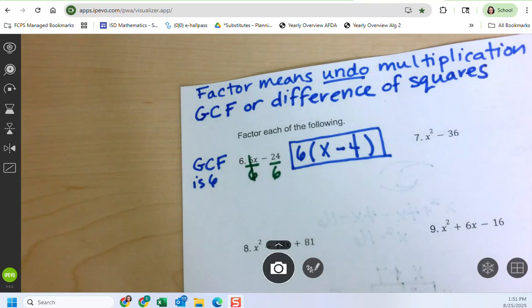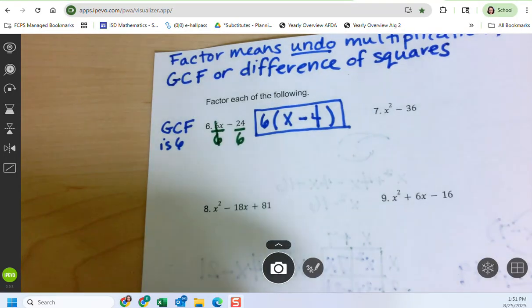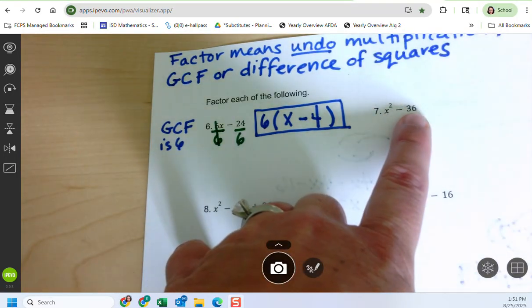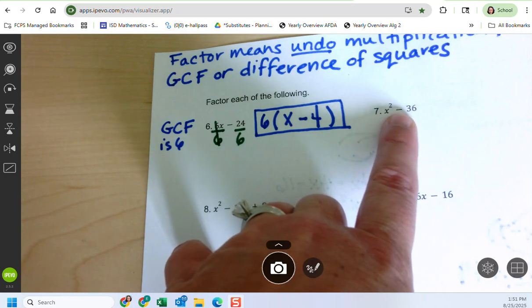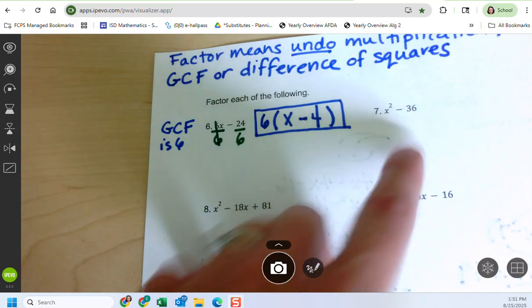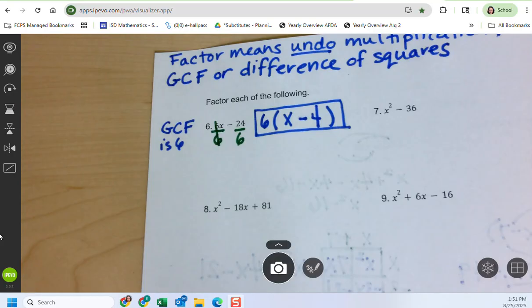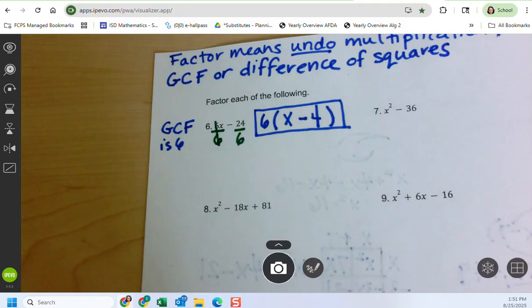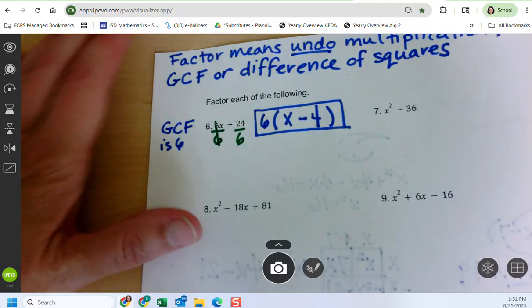Okay, difference of squares is factoring when you have 2 terms. This is subtraction, and they're both perfect squares. How can you tell if they're both perfect squares? 6 times 6 is 36, so that makes 36 a perfect square. Good. And how about x squared? Is x squared a perfect square? Yeah, because it's squared, right? All right, so these are both perfect squares.